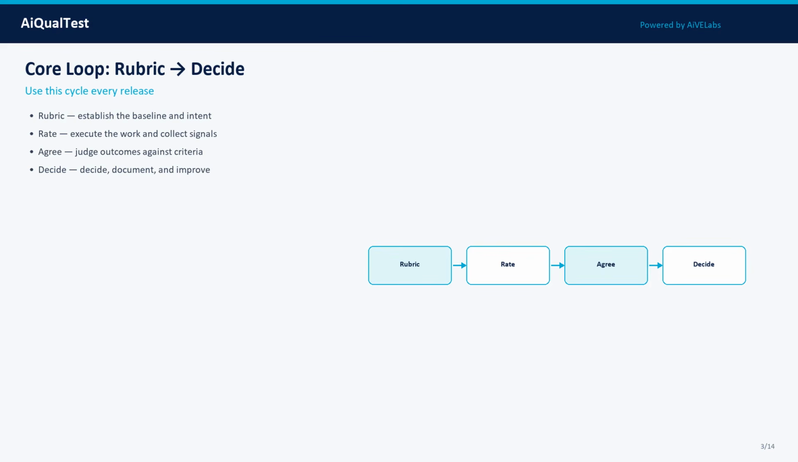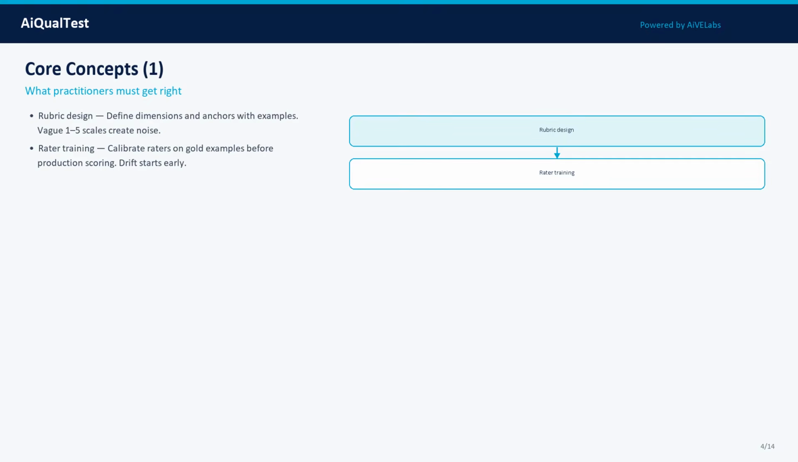Do not memorize jargon, operationalize each idea into cases, metrics, and gates. Concept 1: Rubric design. Define dimensions and anchors with examples. Vague 1 to 5 scales create noise. In practice, treat this as a measurable property, define what good looks like, attach evidence, and track it across model, prompt, data, and tooling changes.